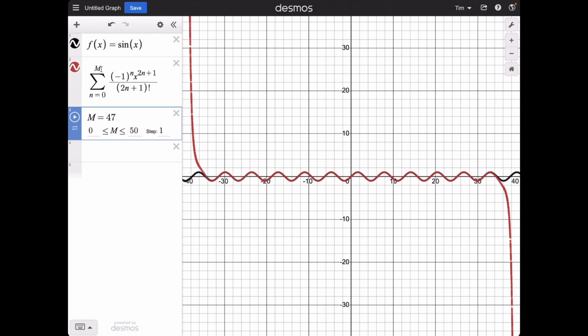So as m goes to infinity, as we take more and more terms, we get a power series that converges to sine of x exactly. The radius of convergence here is infinity. This Maclaurin series exactly equals sine of x for all values of x.